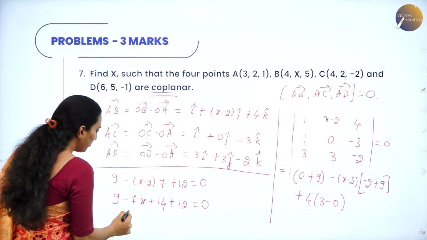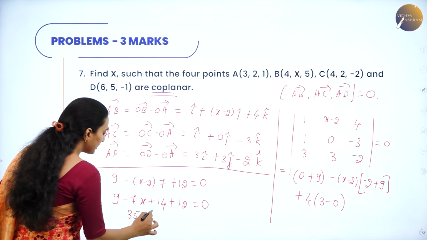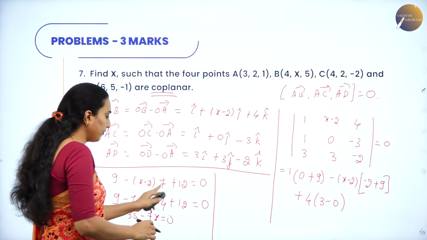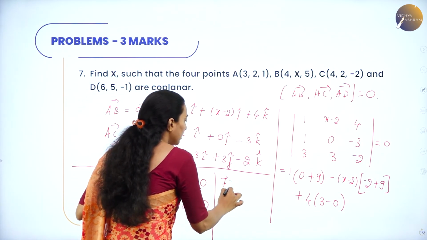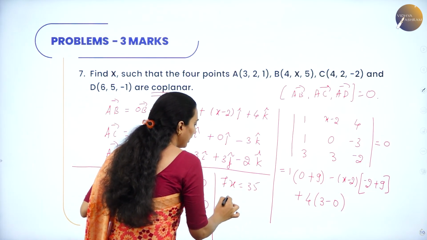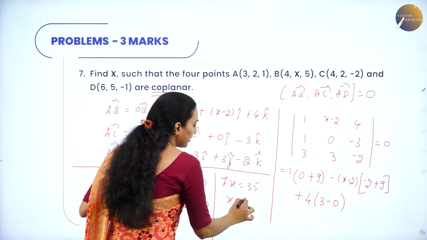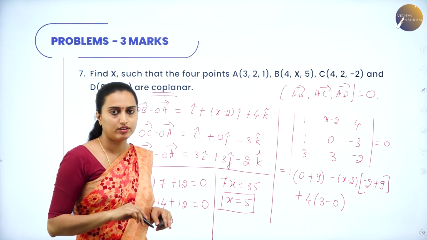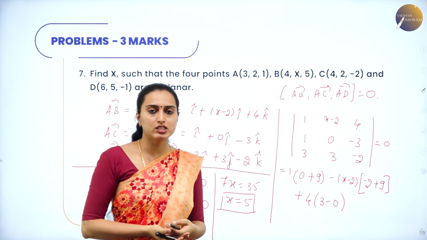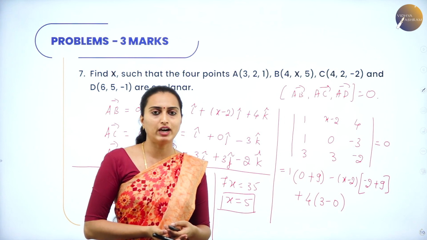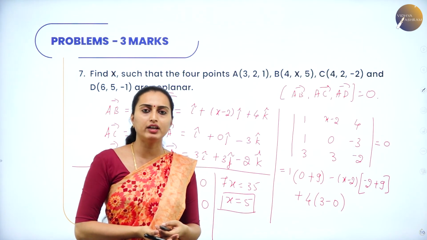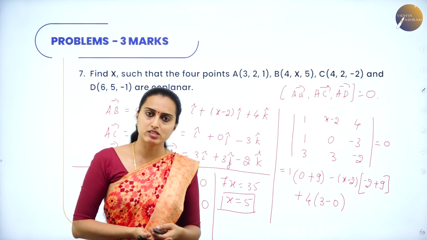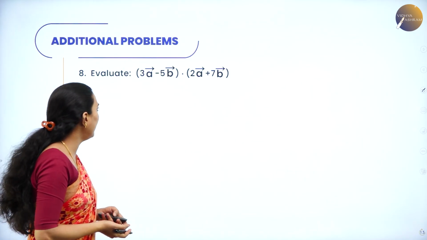So therefore, plus 35 minus 7x equals 0, or you take 7x to the right hand side. You are getting 7x equals 35, or x equals 7 ones are 7, 7 5s are 35. The value will be equal to 5. I hope you understood this problem also of finding the value of x using the coplanarity condition by making the position vectors of the given 4 points. Okay, we'll be moving on to the next one.